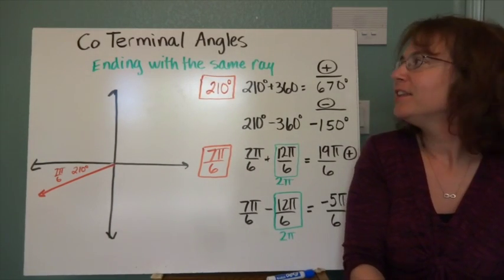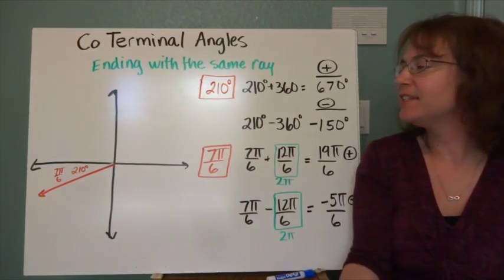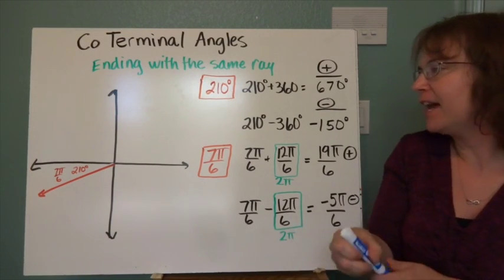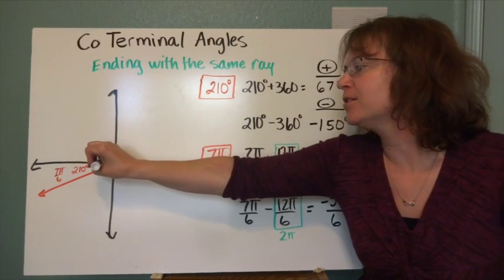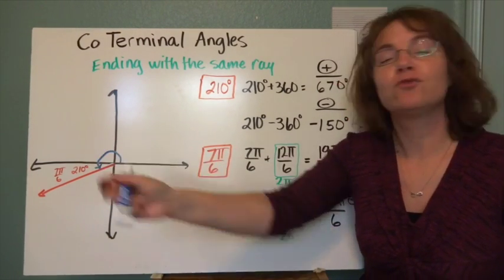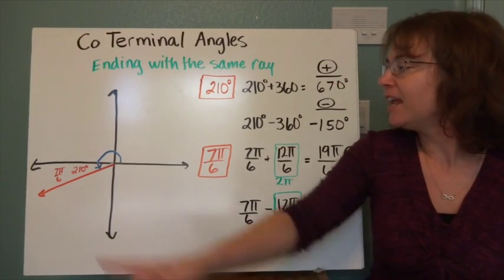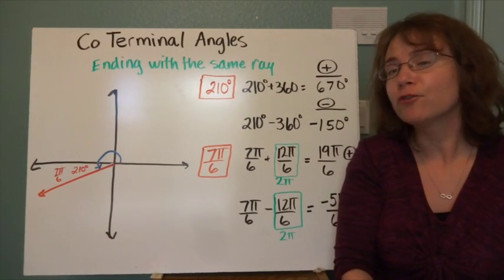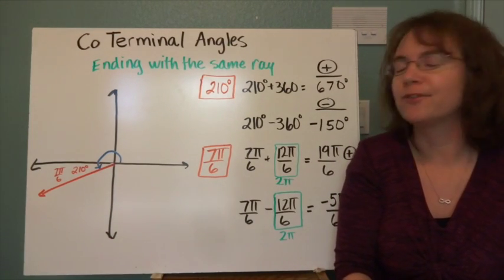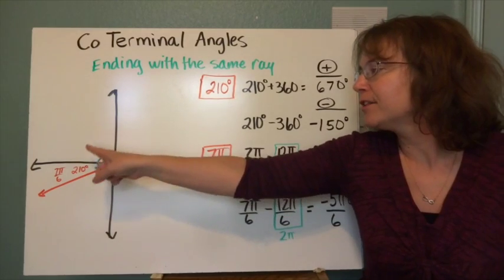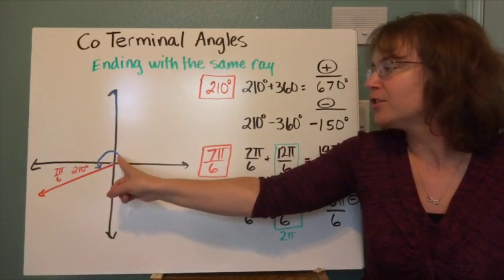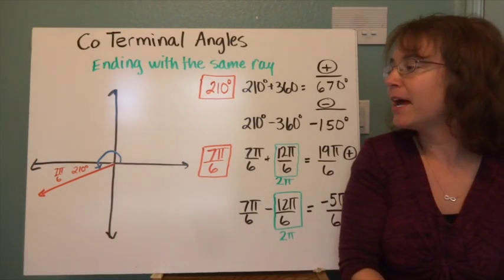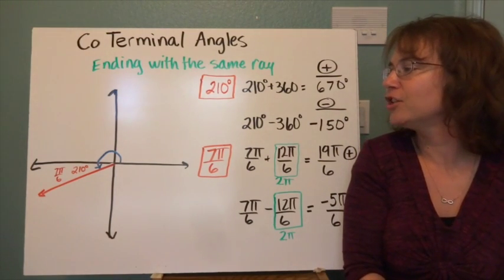Coterminal angles. These are just angles that end with the same ray. So if we have the angle 210 degrees, that means it goes all the way over here and ends right here with this ray. This angle we can also look at as pi over 6, that's as 7 pi over 6. So 7 pi over 6 all the way over here, 6 pi over 6, and another pi over 6. So this angle measure in radians is 7 pi over 6 radians, or 210 degrees.